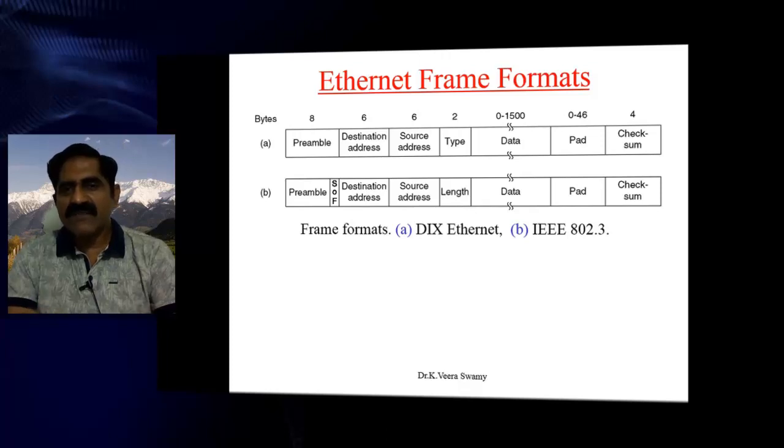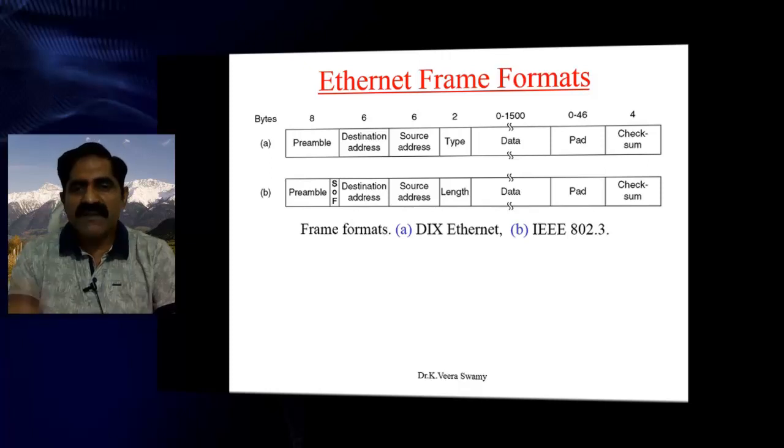So that is the reason we keep some minimum length of the frame. That is the reason we add a pad value of 0 to 46 bytes. If the data is very high, there is no need to add pad. Suppose data is low, you have to add the pad. So that is the importance of pad.